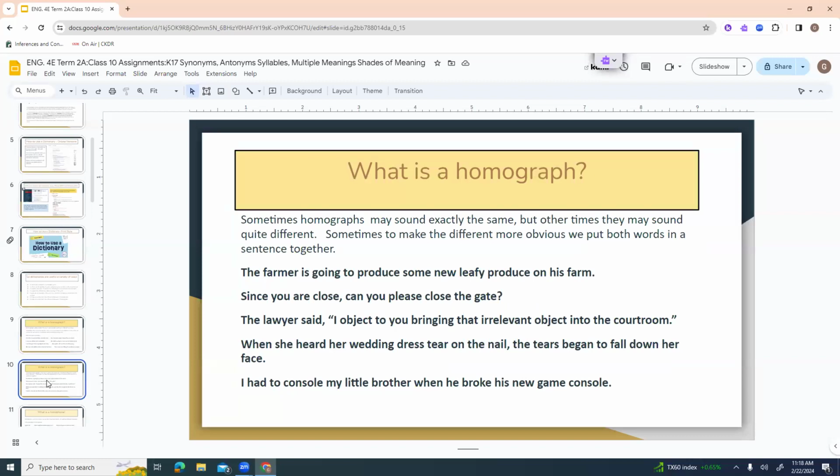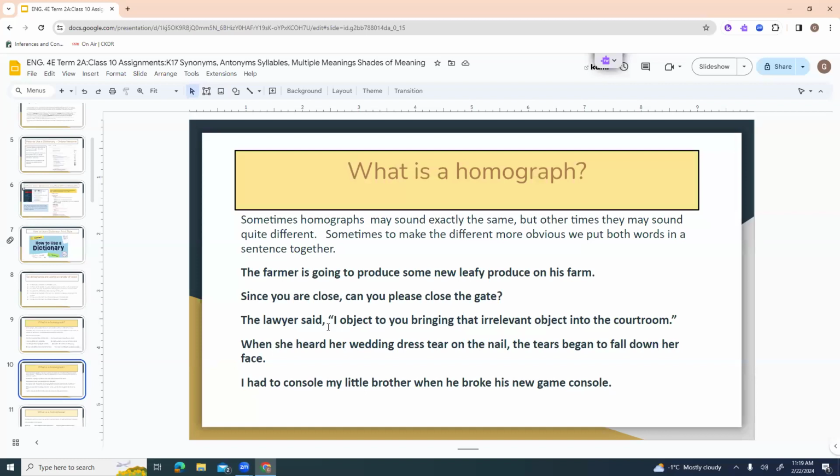Now, they don't always sound exactly the same. So here is one where I'm going to put the two words together and you're going to hear me pronounce them differently. So like the farmer is going to produce some new leafy produce on his farm. So produce there is make, produce is like vegetables. Since you are close, can you please close the gate? The first close is near. Close is the action of shutting something.